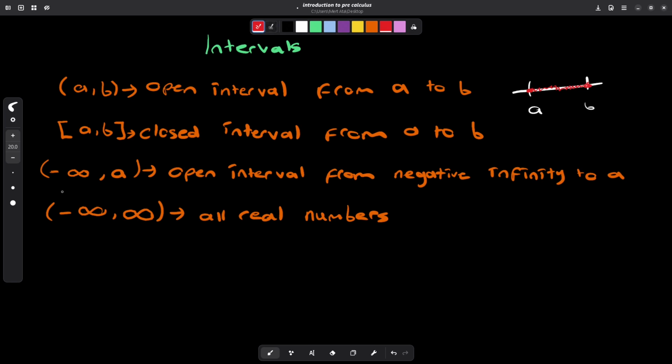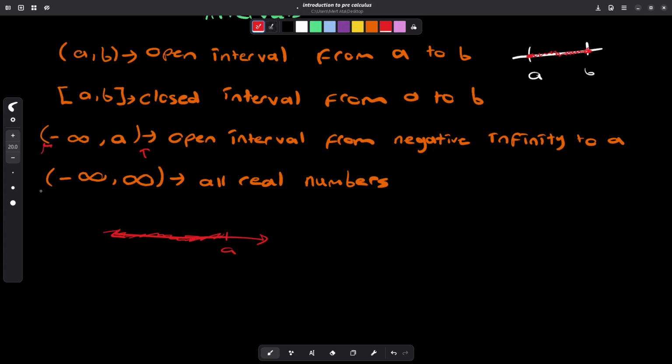Negative infinity, we can work with infinity as well. We have again an open interval, we can clearly see that, from negative infinity to a. So let's imagine it like this. Let's say this is our a. It's open, so we don't include it. It's going to be like this going to infinity, right? From negative infinity to infinity, open interval. All right, this is all real numbers, obviously. Think of it. Every real number is in this interval from negative infinity to infinity.